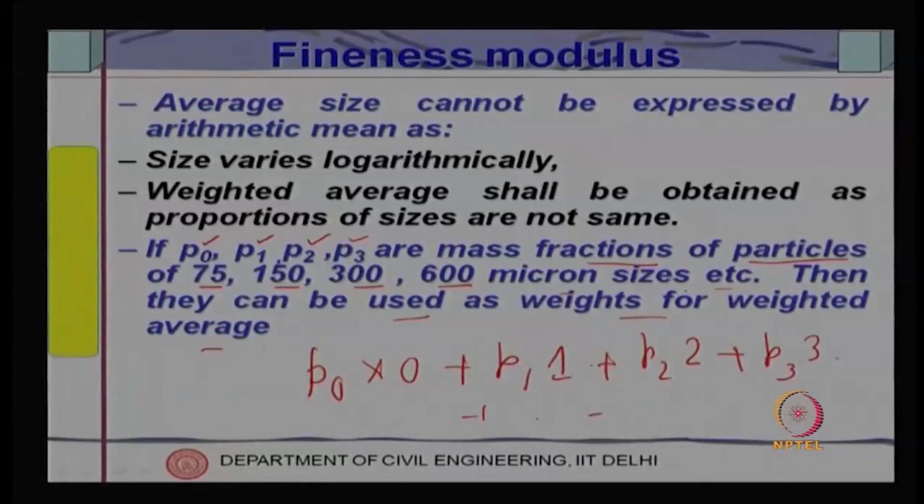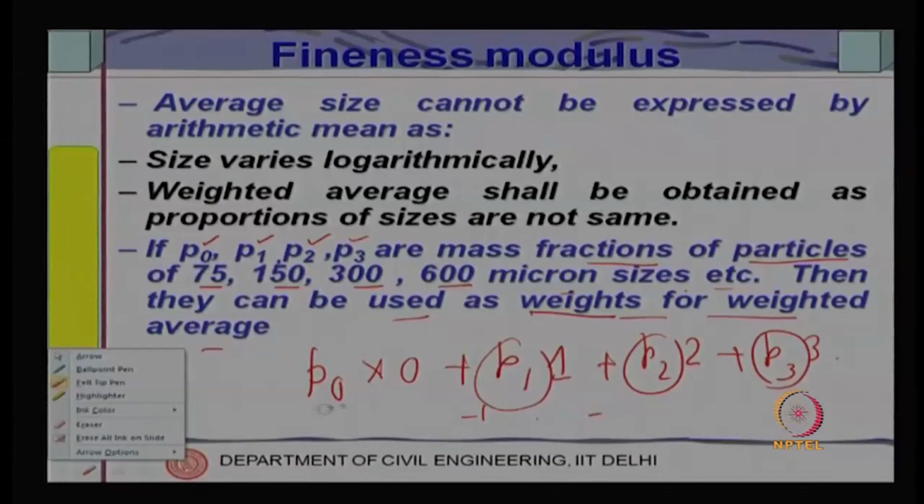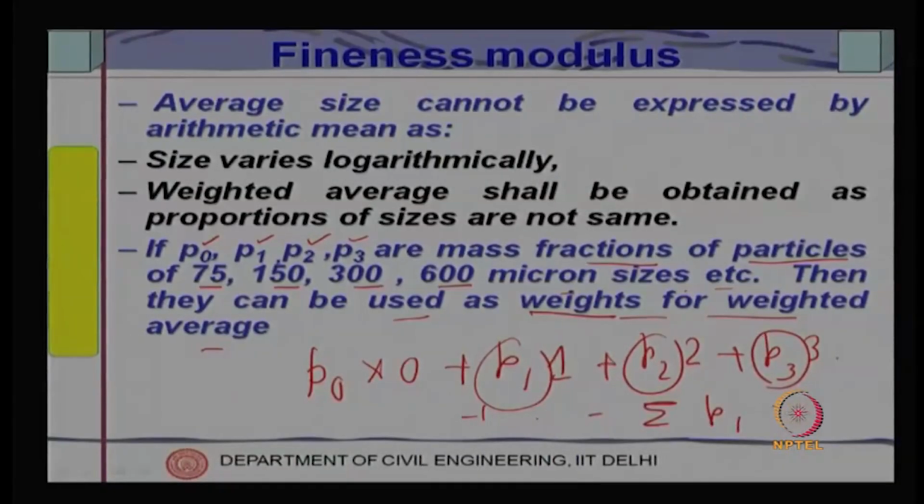So, 0 size, 1 size, 2 size, 3, etc. Since this is a fraction of the total mass fraction, they represent a weighted average. They are used as weights for the weighted average, right, they are fractions. So, the sum total of P 0, P 1, P 2, P 3, sigma P I, is equal to 1.